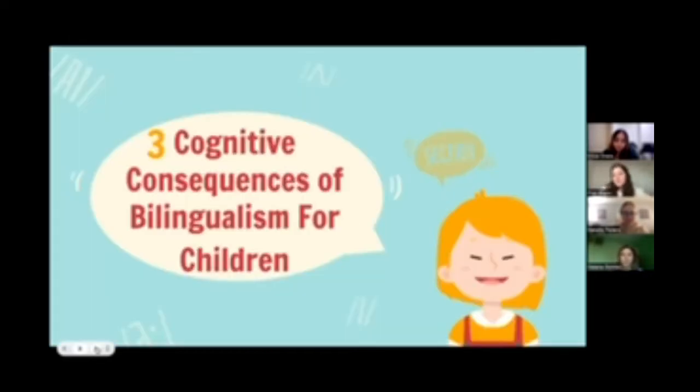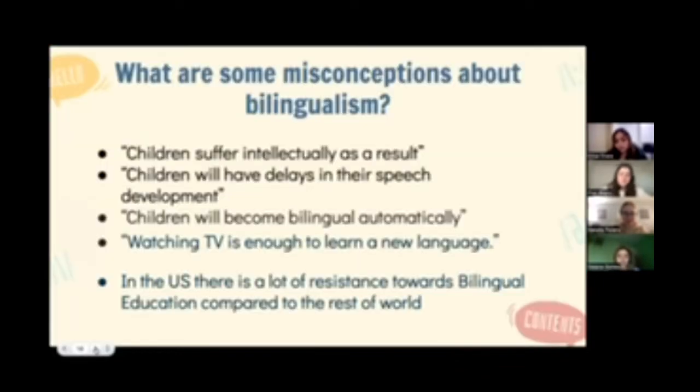So now I'll be talking about some of the cognitive consequences of bilingualism for children. But first, I want to talk about some of the misconceptions about bilingualism. Those include the idea that children suffer intellectually as a result or have delays in their speech. And research has proven that although that might be the case at an early age, children who grow up to be bilingual ultimately even out with monolingual children.